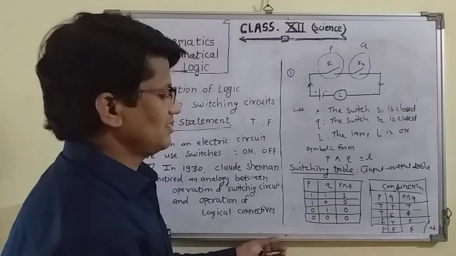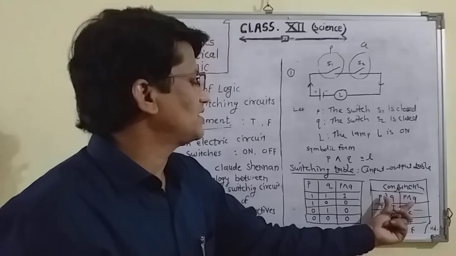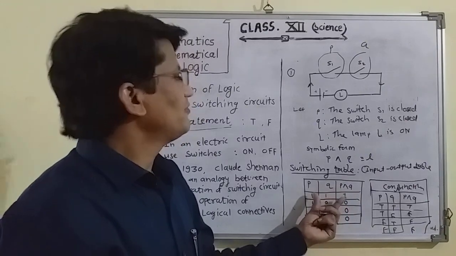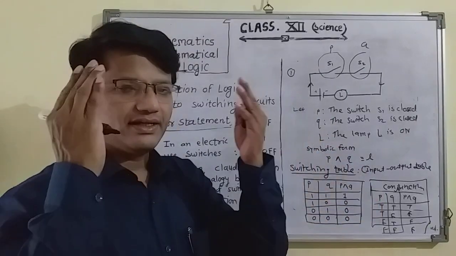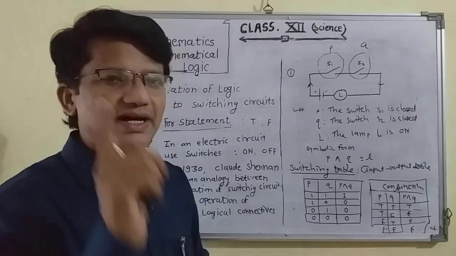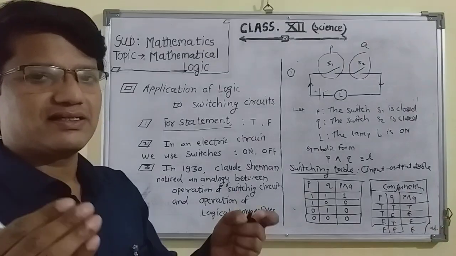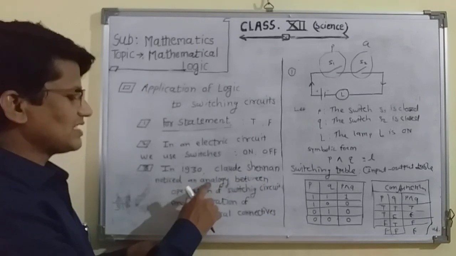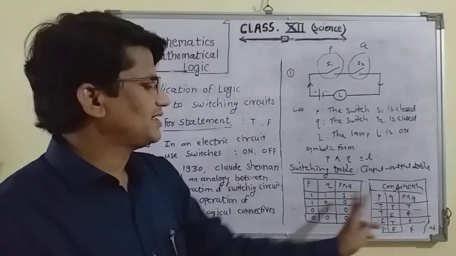See here, observe this table and this table. This table was the truth table. We can say it is the truth table of conjunction, and this is not a truth table, but a switching table or input output table for when the two switches are connected in series. There is some similarity between these two conditions, and this similarity was observed by the mathematician Claude Shannon in 1930. In 1930 Claude Shannon noticed an analogy. Analogy means a similarity between these two conditions, that is, the statements and the circuits.